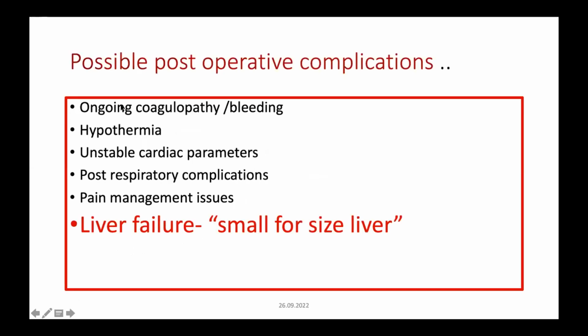Right. So, what are the possible post-op complications that we will see in the ICU? Those are the ongoing coagulopathy, bleeding, hypothermia, unstable cardiac parameters, and post-op respiratory complications. And also pain management issues.